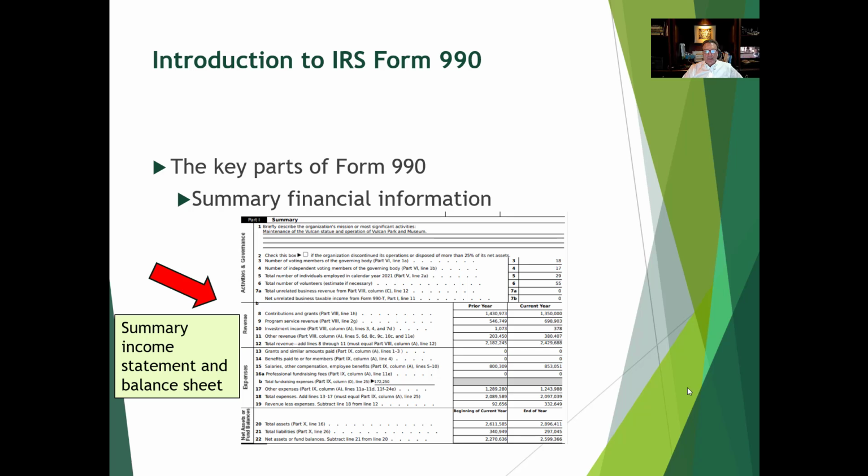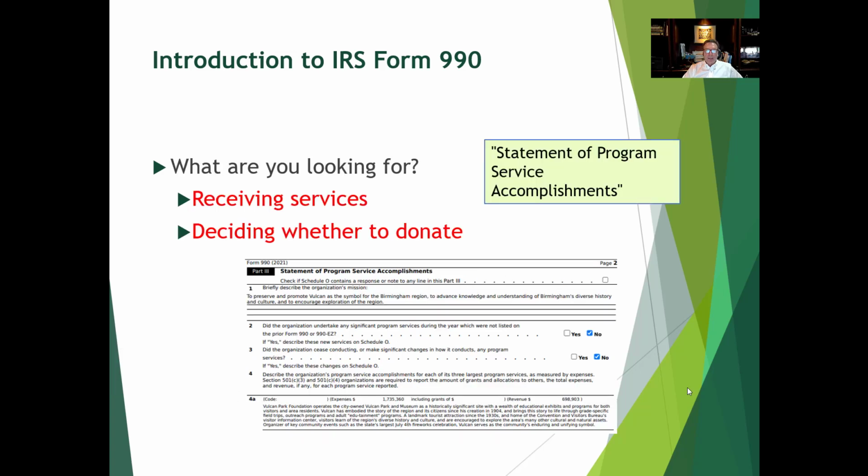There's actually a great deal of financial information, both in summary form and in longer form, income statements and balance sheets. If you were looking for services, you would look at the Statement of Program Service Accomplishments for a description of what they do.